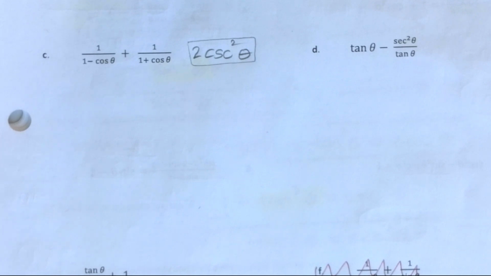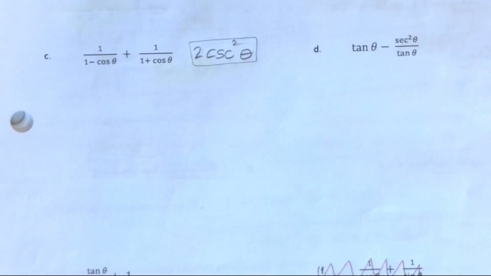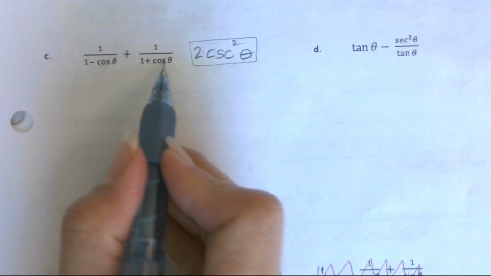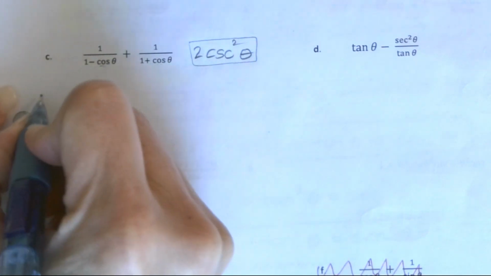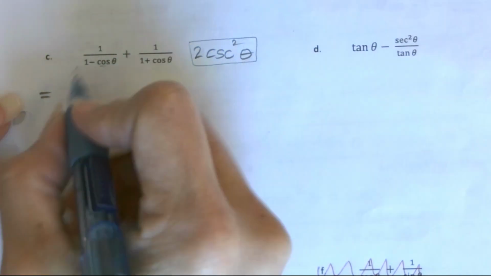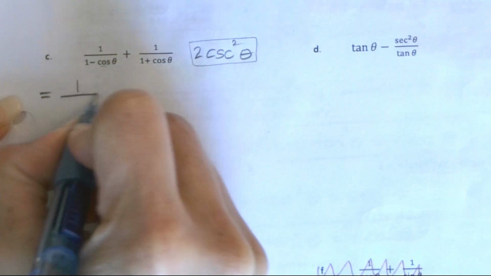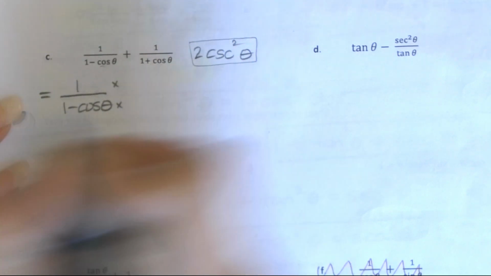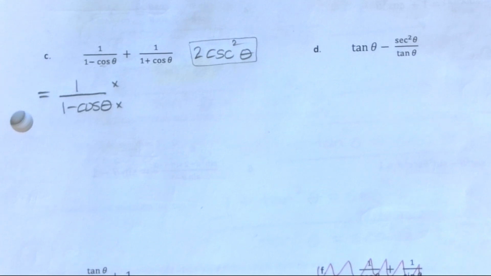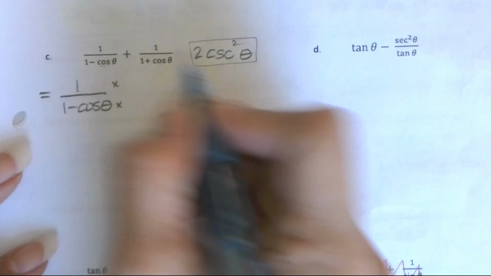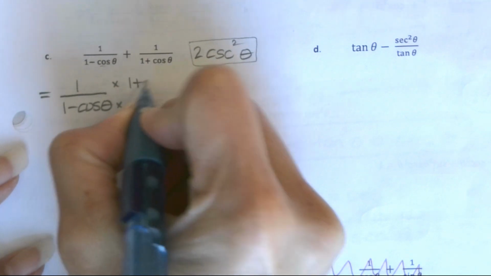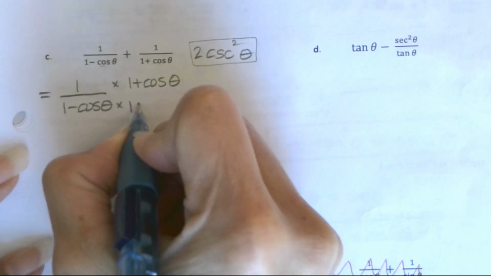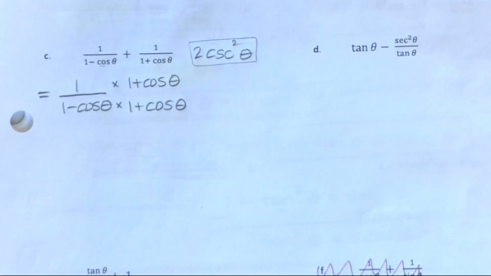Okay, so imitating like we did earlier, we are going to multiply our distinct denominators by each other, top and bottom, all right? So let's put an equal sign here showing our transition. So we're going to write the first fraction, 1 over 1 minus cosine theta, just as you see it. And I know I'm going to multiply top and bottom by the denominator of the other side, right? So the denominator on the other side was 1 plus cosine theta. So 1 plus cosine theta and 1 plus cosine theta. Okay. So far, are you with me?